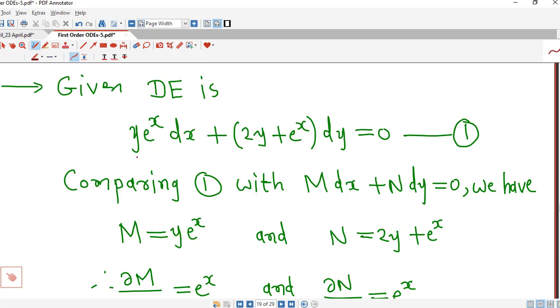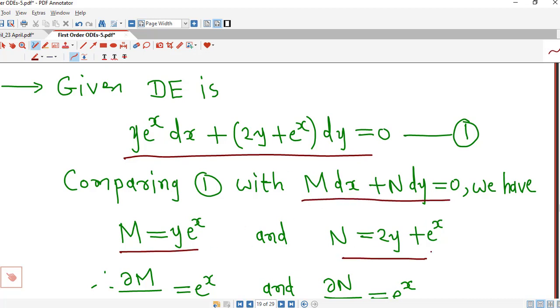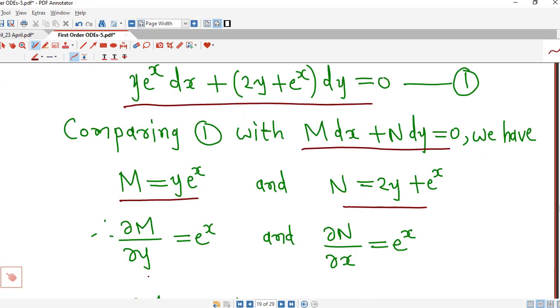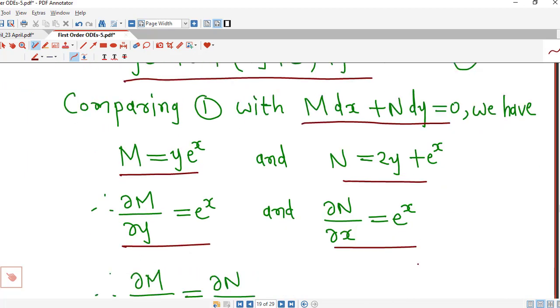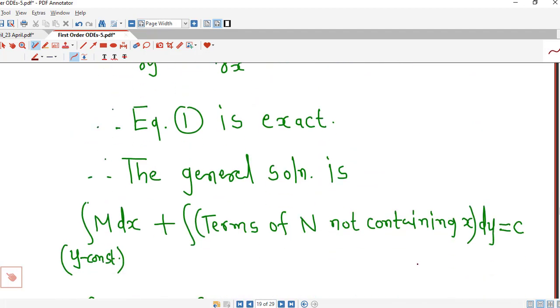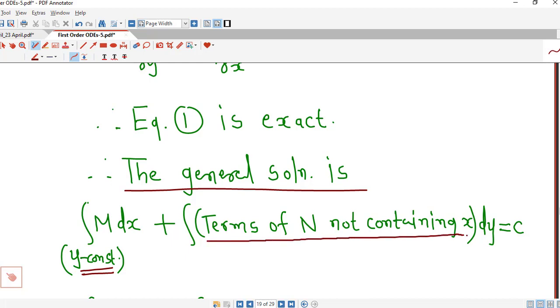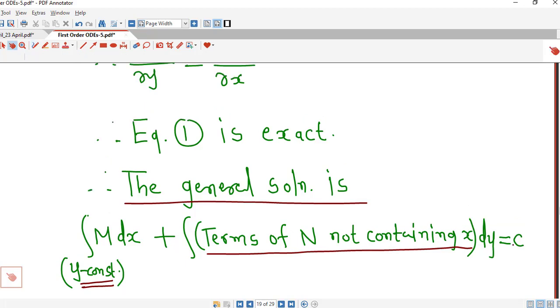So the given differential equation is y e raised to x dx plus 2y plus e raised to x dy equal to 0, and comparing with m dx plus n dy equal to 0, we have already discussed these things. It is exact. So now we know the formula for the general solution of an exact differential equation: integral of m with respect to x, consider y as constant, plus integral with respect to y of those terms of n which are free from x, equal to c.